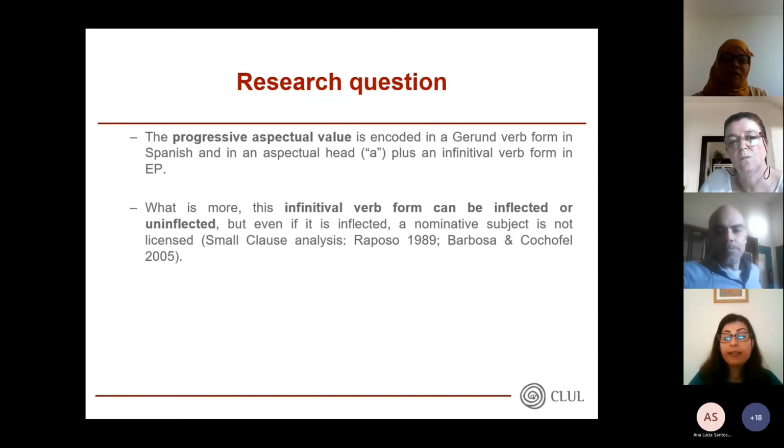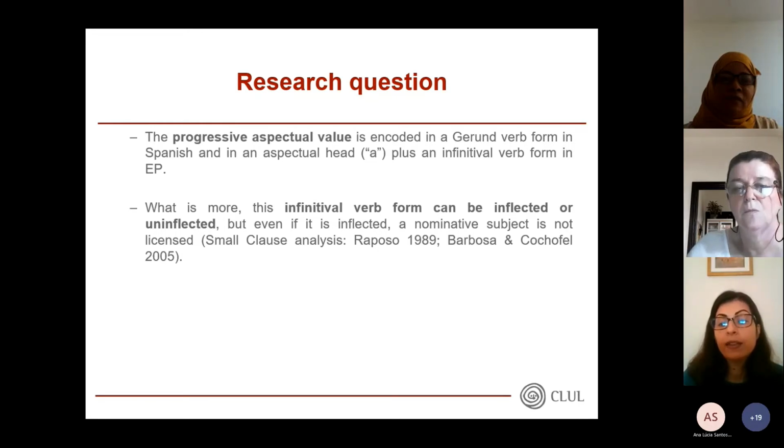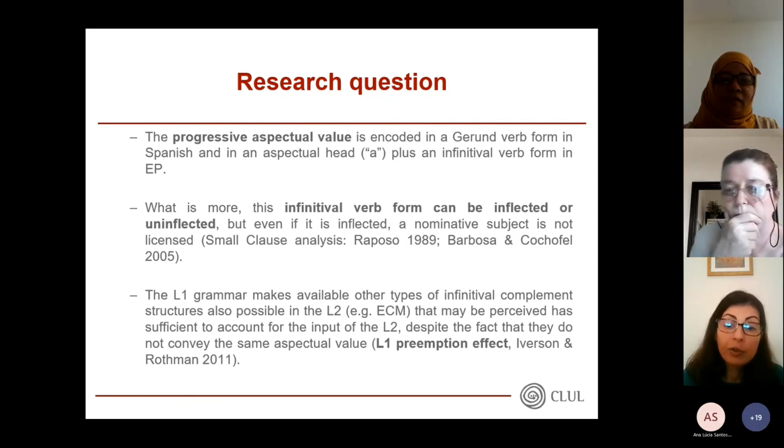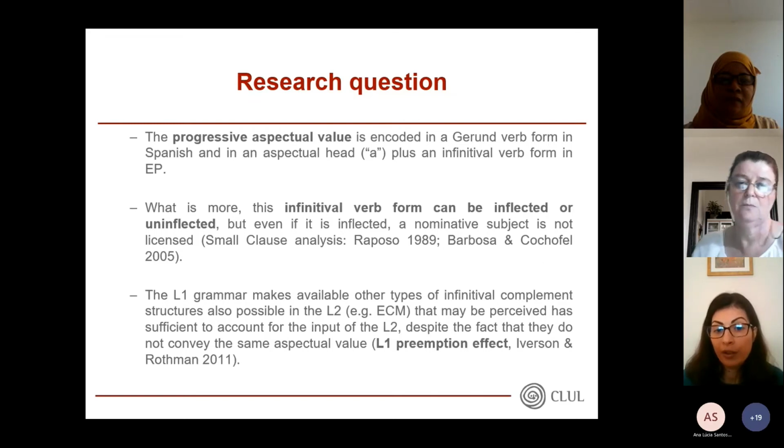What is more, the PIC in Portuguese may have an infinitival verb form that can be inflected or uninflected, but even if it is inflected, a nominative subject is not licensed. And the L1 grammar has available other types of infinitival complement structures that are also possible in the L2, namely the ECM structure. And this structure may be perceived as sufficient to account for the input of the L2, despite the fact that they do not convey the same aspectual value. And if this hypothesis holds, we will observe L1 preemption effects.